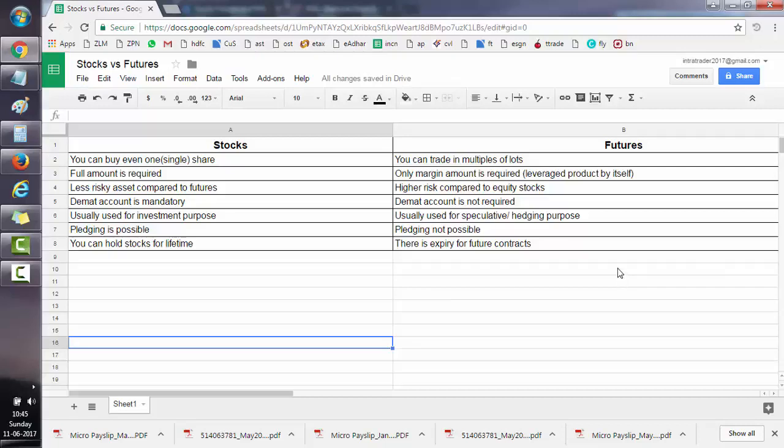So to sum up, I have made a list of 7 differences between equity stocks and futures, and hopefully I have made things a bit clearer to you.